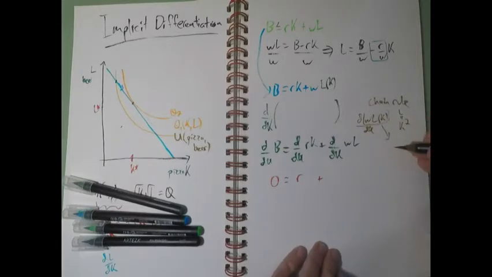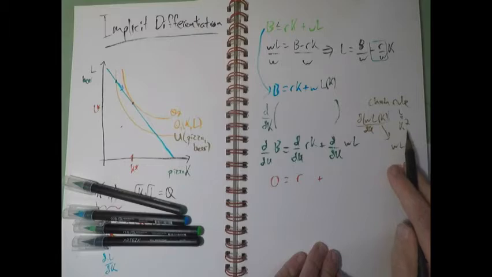Well, it's going to change by W times L prime, right? Where L prime is then representing the derivative with respect to K. And in this case, we can just substitute stuff in, right? So we're going to have W times L. Am I thinking about this right?